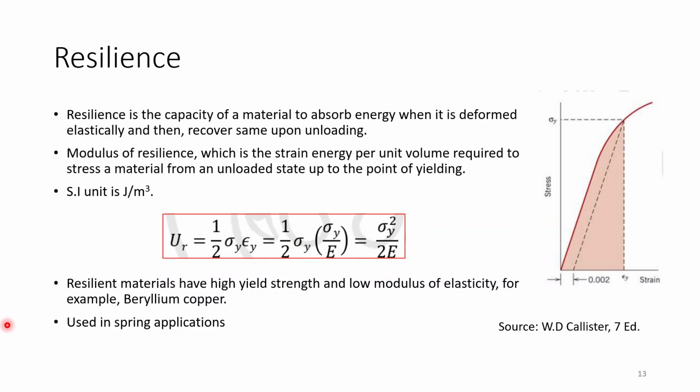Now for resilient materials, they have high yield strength and low modulus of elasticity. For example, beryllium copper, and this beryllium copper is used in spring applications.